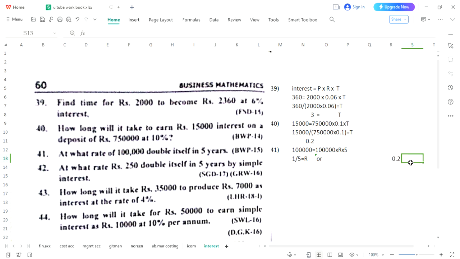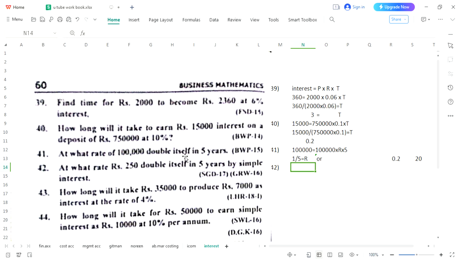And in terms of percentage, whenever you want to calculate rate, it would always be in percentage. So simply take it and multiply with 100. You will get 20%. So answer of this question, 41st answer is 20%. And now we will see 42nd question. Let's come over here. At what rate? Same like previous question. Again, rate is not mentioned.